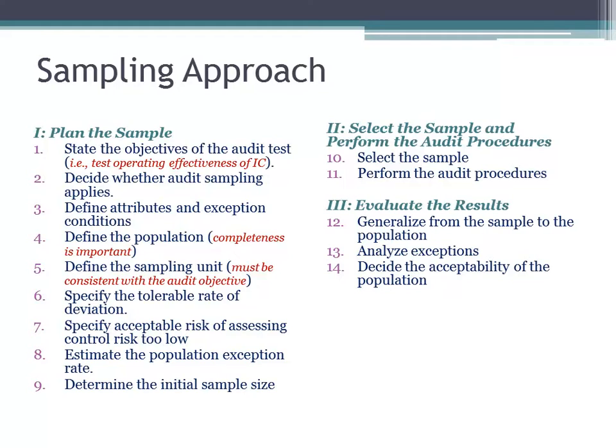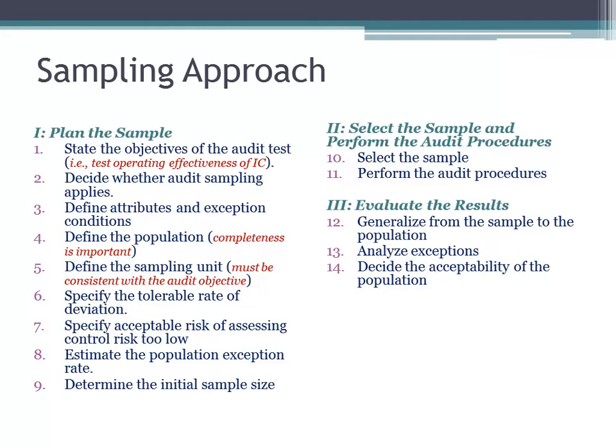Define what the sampling unit is, and that must be consistent with your audit objective. So if your audit objective is to test occurrence and controls over the recording of sales transactions, then you're going to start with the sales journal, because you want to know that sales are valid. Your audit objective is to test that the sales recorded actually occurred. So you start with the sampling unit of the sales journal, and you get documentation, shipping documents, to support that sales are valid.